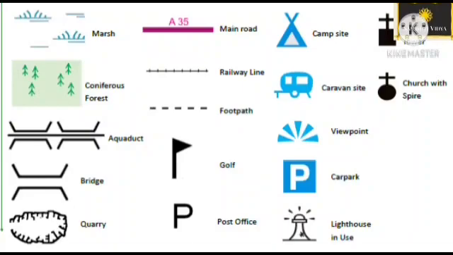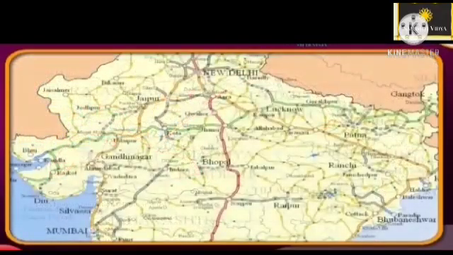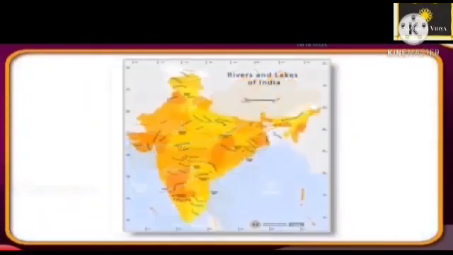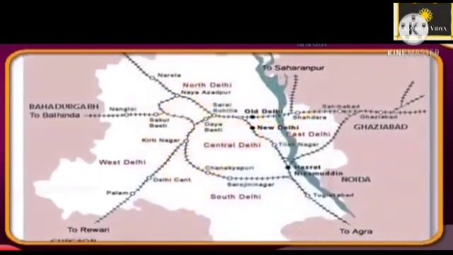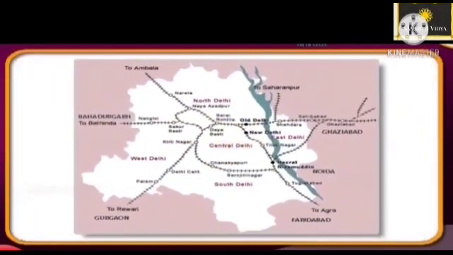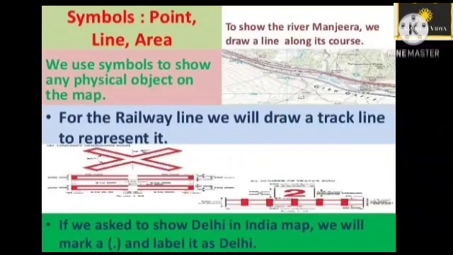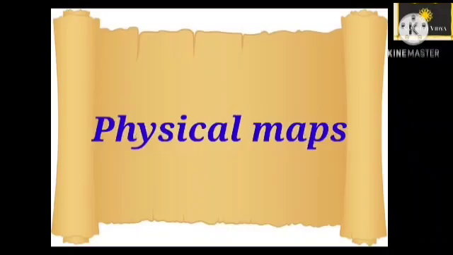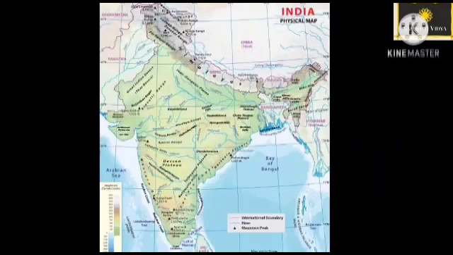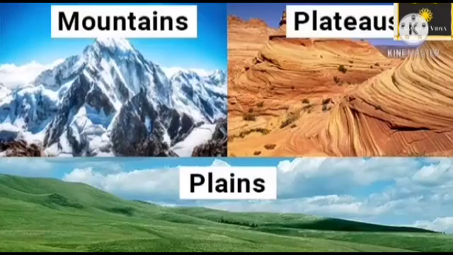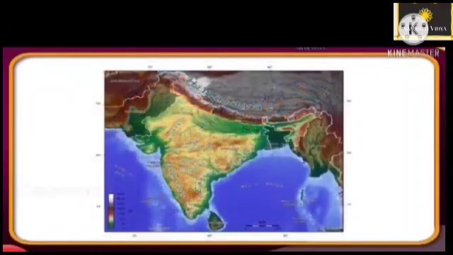Symbols. We use symbols to show any physical object on the map. If we are asked to show any place, we will mark a point and label it. To show the river, we draw a line along its course. For the railway line, we will draw a track line to represent it. Physical maps. Physical maps show the variety of landforms, that is, plains, mountains, plateaus, etc., and depict the height of places.